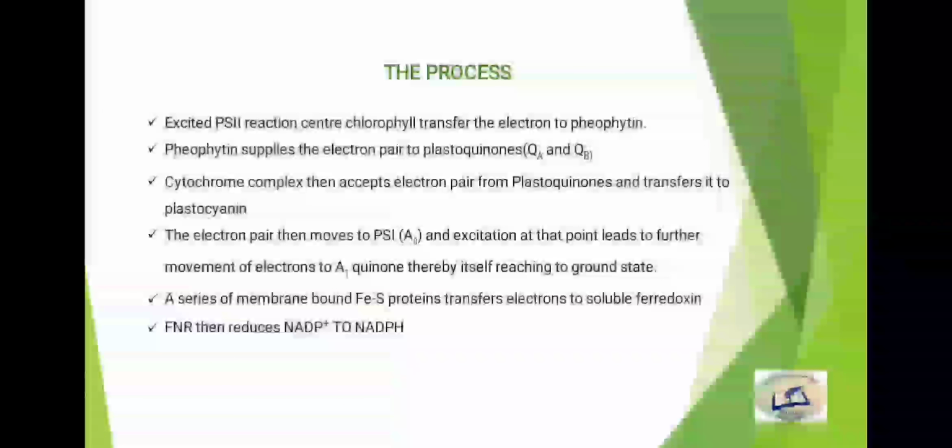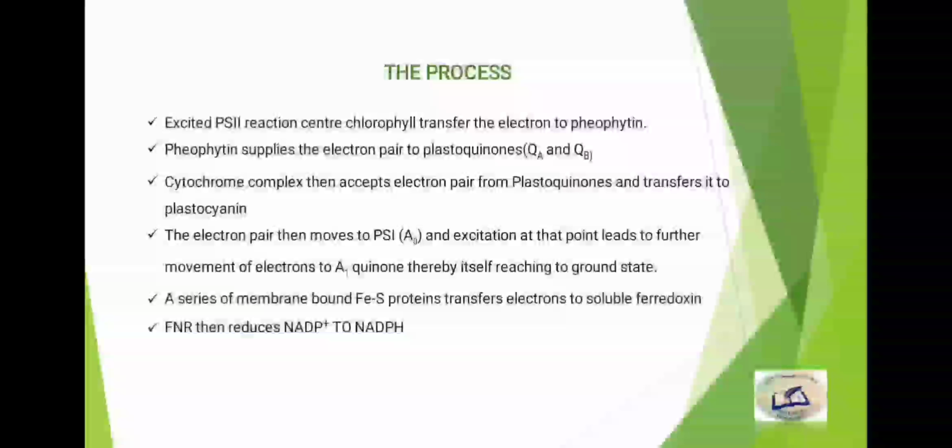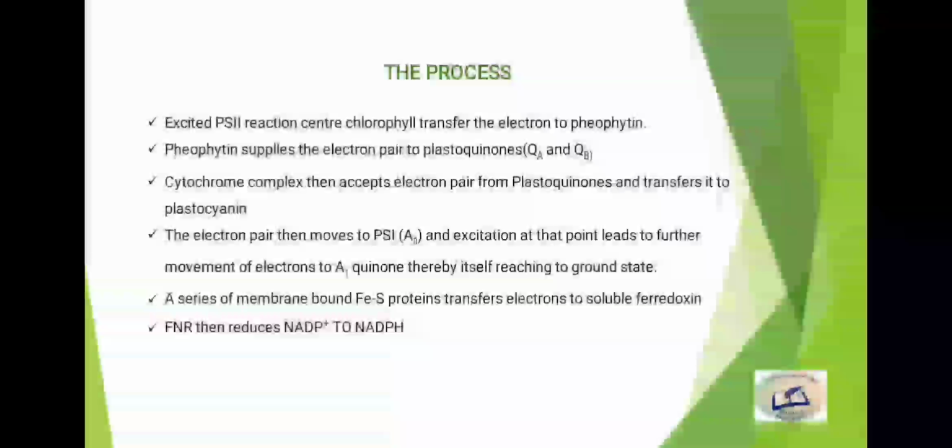NADPH2 is produced in the stroma region, while the oxygen and the ATP are produced in the lumen, or the inner side of the thylakoid membrane. So this is the gist of the overall non-cyclic process. I will teach you the ATP synthesis in detail after I teach you cyclic photophosphorylation. It is also a small topic. I will come up with it in the next slide.